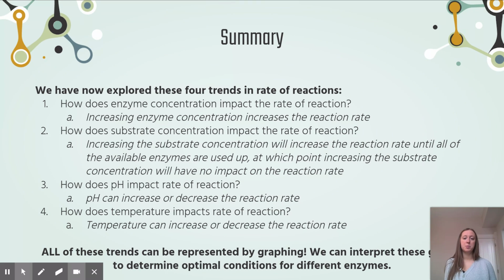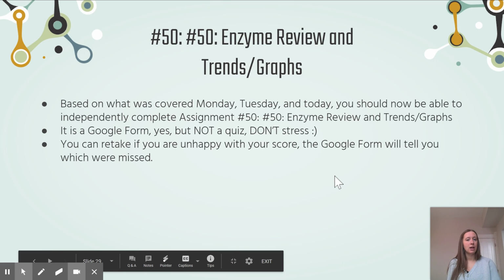Three and 4, how do pH and temperature impact reaction rate? Both pH and temperature can increase or decrease the reaction rate. What you should be able to do now is look at a couple of graphs and interpret them for what the optimal conditions are. And that is what we are going to do on assignment 50.